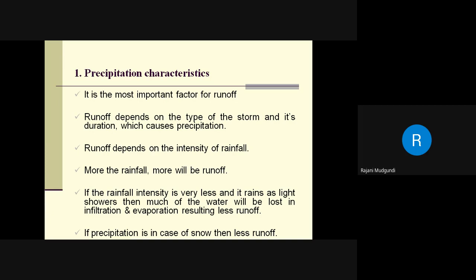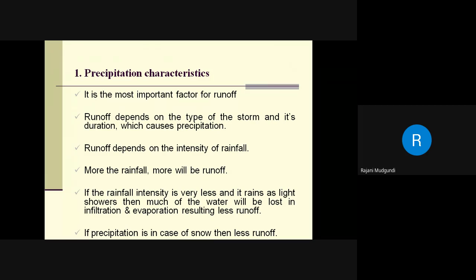If the reverse is the case, say light showers of rain are falling over a long duration, then the rainfall intensity is less than the infiltration capacity of the soil. The water is falling at a slower rate and the soil has the capacity to retain and percolate it. So in the case of light showers, whatever rainfall occurs gets entirely absorbed and percolated. Therefore, no runoff or less runoff will be there. So precipitation characteristics are one of the most important factors for runoff.